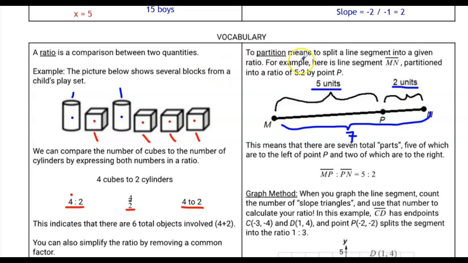And we're being coy and cagey when we say units because we don't know whether it's inches or centimeters or light years, whatever it is. But the idea is that there's 7 total units and there's 5 on the left and 2 on the right. We can express this as a ratio, 5 to 2, meaning there's 5 parts on this side and 2 parts on that side.